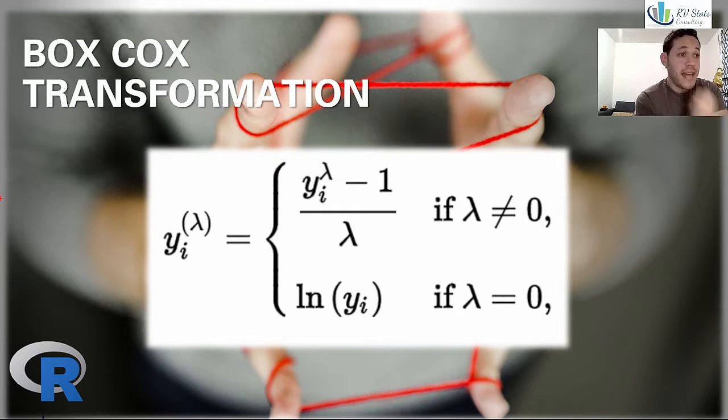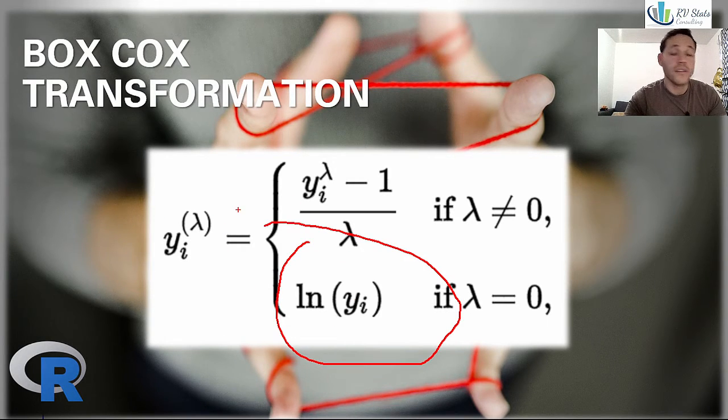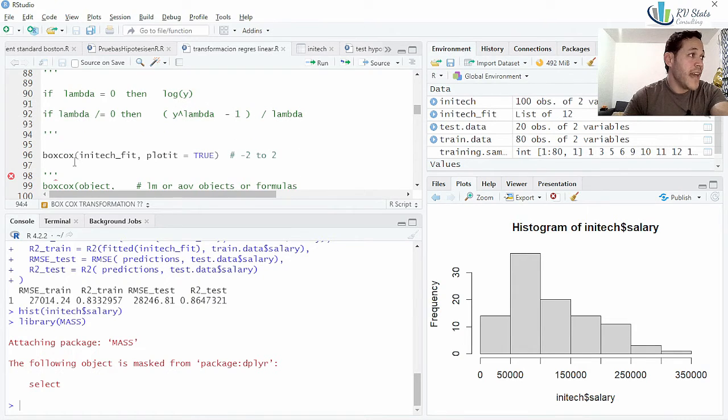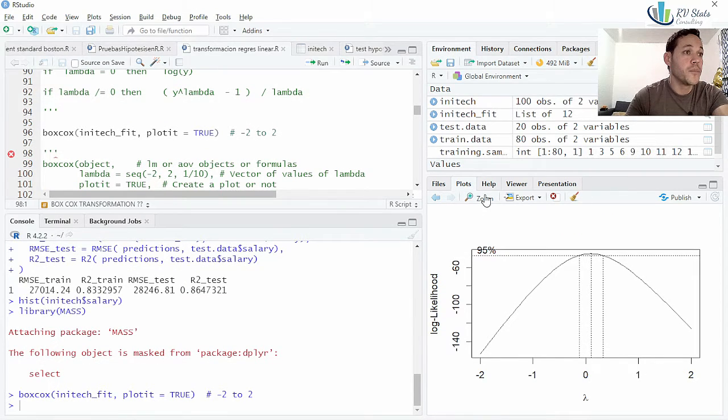Okay, if lambda is equal to 0, of course we cannot calculate the denominator there. You can see it. And then we're going to use the natural logarithm. Important. Well, for that we're just going to call the function boxcox, and we pass our previous linear model, and we want to see the plot true. And we have from -2 to 2, that's the default. Then let's create it, and there you go.